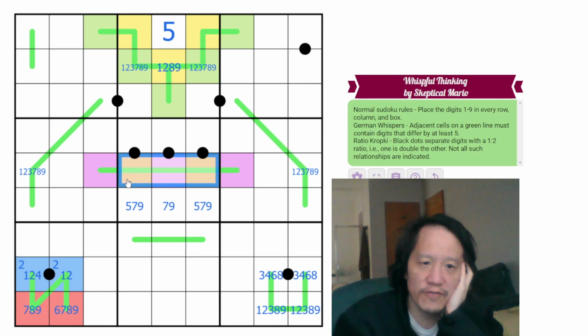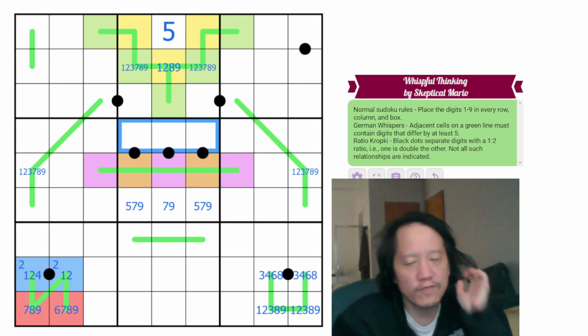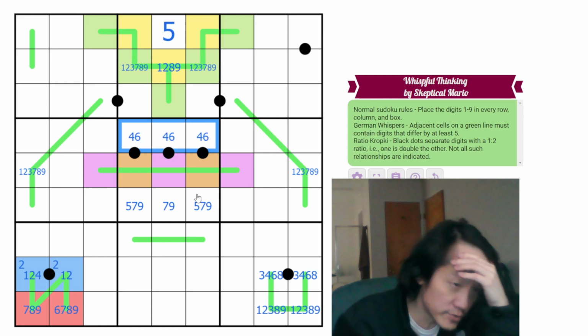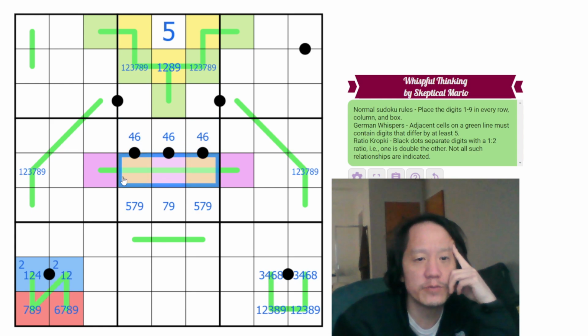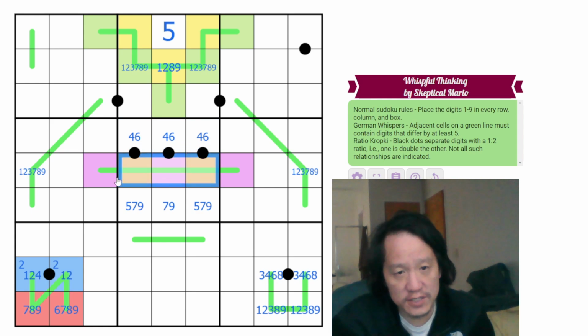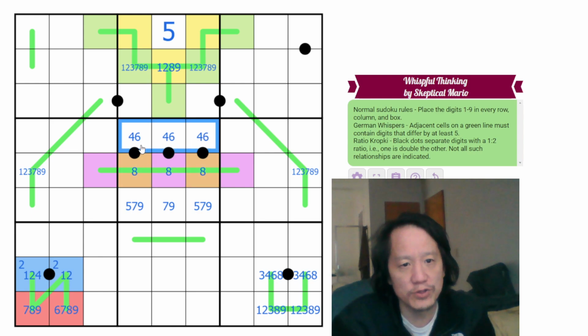Oh, so these can't be 4 or 6. So we know 4 and 6 are guaranteed to be one of these two. Which means the 4 has to be with 8, because we know there's a 1, 2. So this has to be with 8, and then the 6 has to be with 3. So therefore, one of these is 3 also.